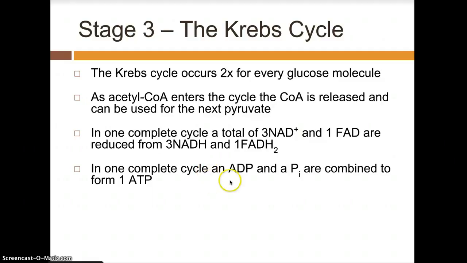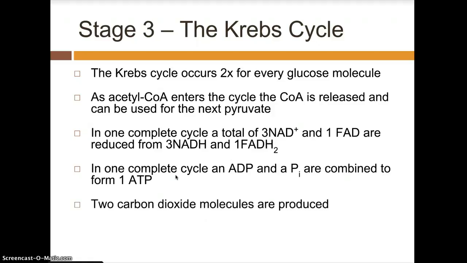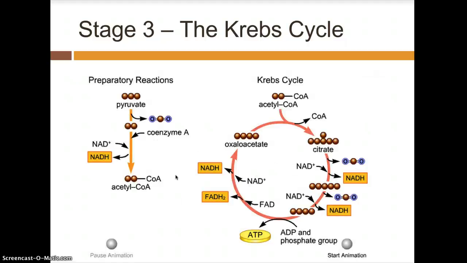In one complete cycle, an ADP and a phosphate group are combined to form 1 ATP. So again here, we only have 1 ATP produced. That is not enough for our everyday functioning. So we need to see where more ATP is produced. And again, 2 carbon dioxide molecules are produced and expelled in the body as waste.